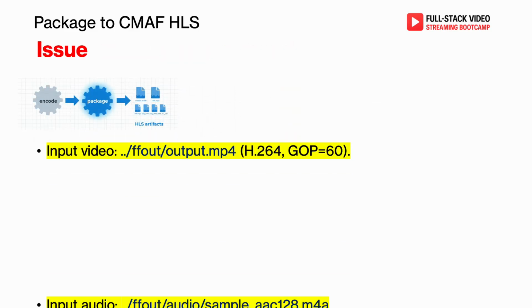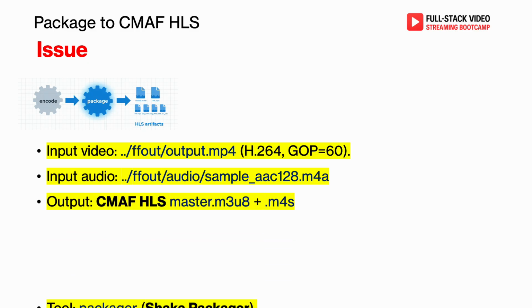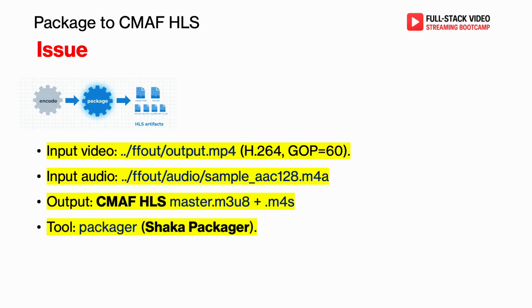We could do HLS with FFmpeg too, so why switch to Shaka Packager? Because here we want pure packaging, no re-encoding at all. So Shaka gives cleaner manifests and proper CMAF structure right out of the box? Yup, it produces consistent init files, .m4s segments, and a standards-friendly master playlist. And since our inputs are already encoded with GOP equals 60, Packager can just slice and serve without touching quality.